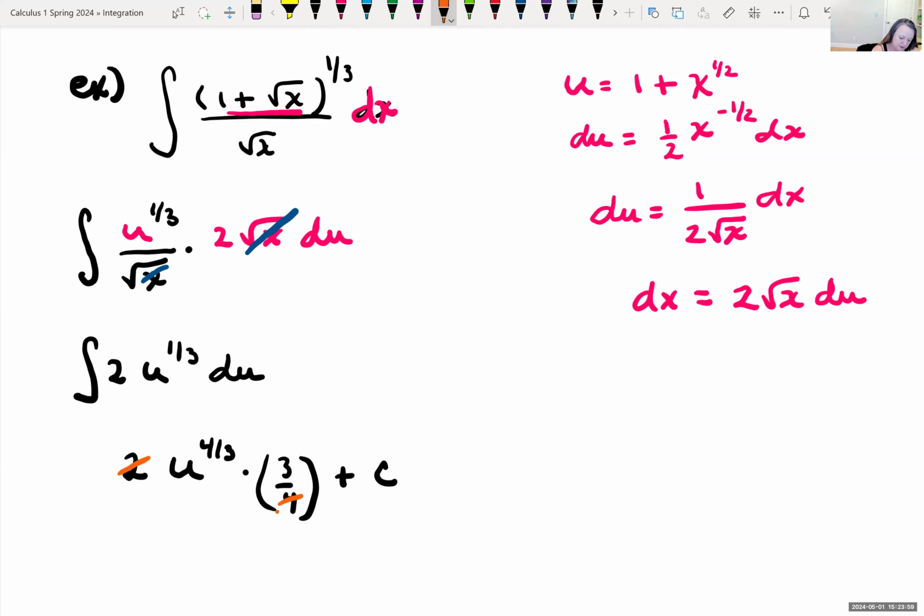So notice things can simplify a little bit. 2 goes into 4 twice, and so this is going to give me 3/2 u, but we know what u is. Let's go back and substitute what u is in terms of x, which is this 1 plus the square root of x, to our new power of 4/3, plus c.